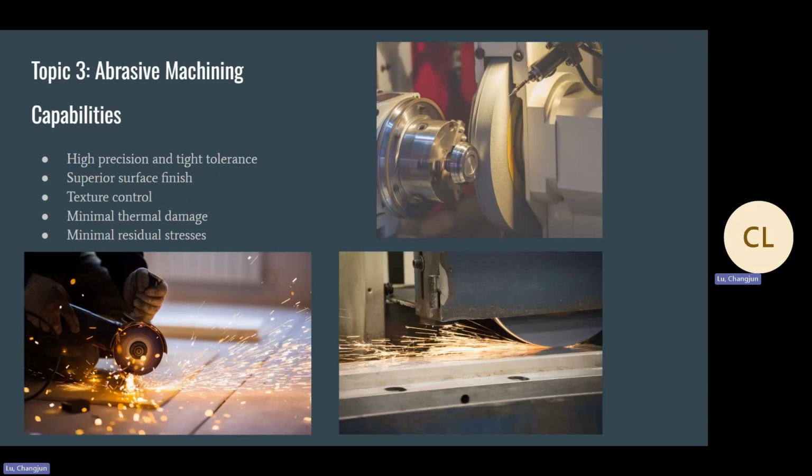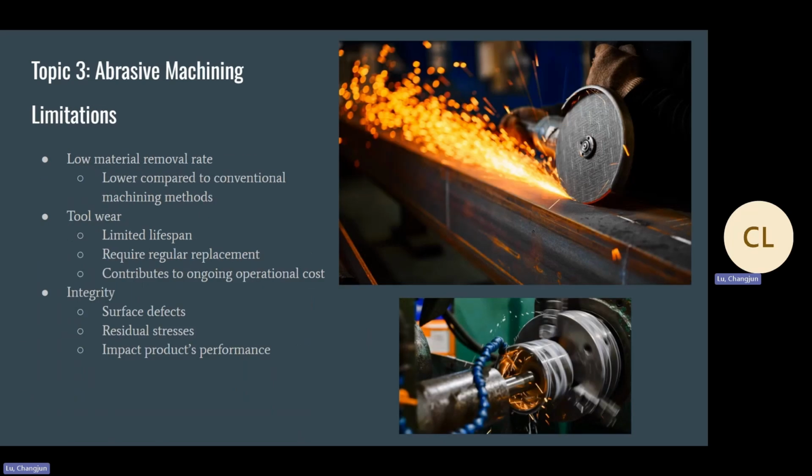Its capabilities include high precision and tight tolerances, superior surface finish and texture control, and minimal thermal damage and residual stresses, as it generates less heat compared to conventional cutting, and the low heat input also minimizes the residual stresses. For its limitations, however, it can impact production throughput as it has a lower material removal rate compared to conventional machining methods. It has a limited lifespan and requires regular replacement, and can contribute to ongoing operational costs.